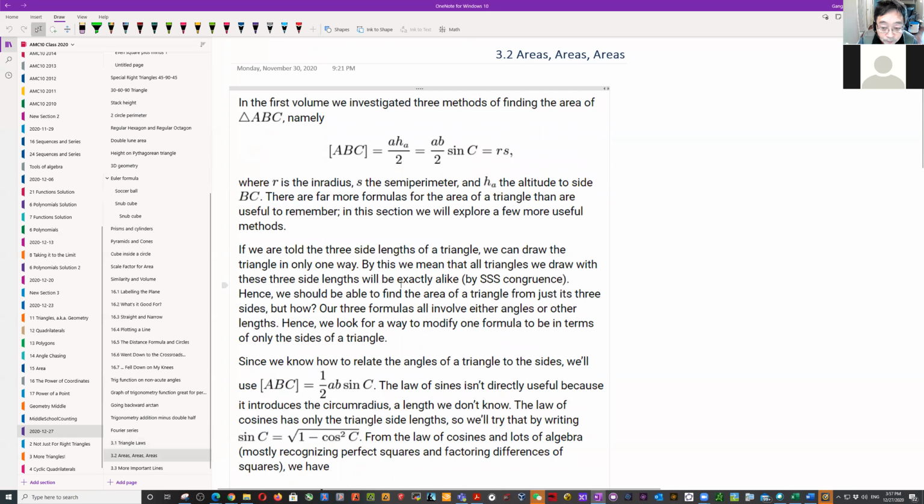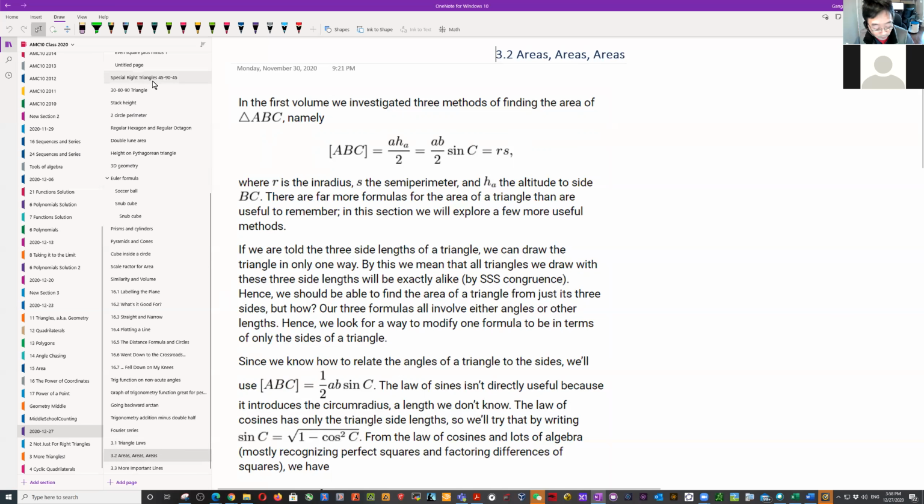Then there is the area. We already have several formulas. Basically, this is A, the base, multiplied by the height on A, divided by 2. So this is the basic formula. And this is just an expansion of the basic formula. The height could be represented by the side b multiplied by sine C.